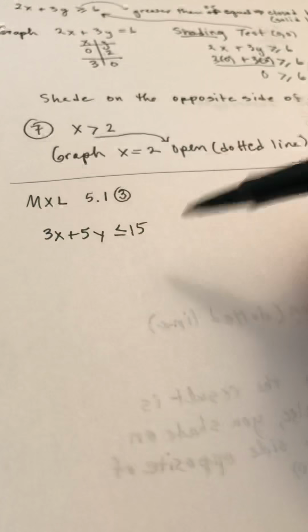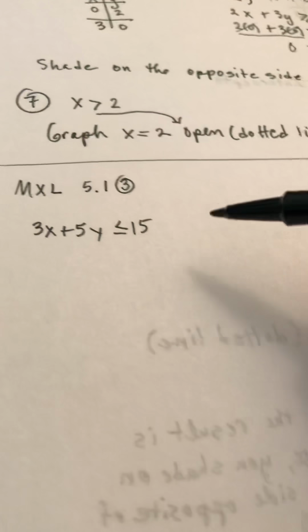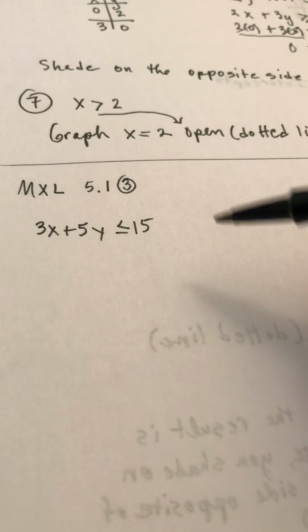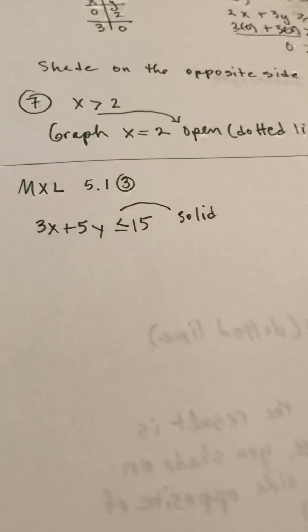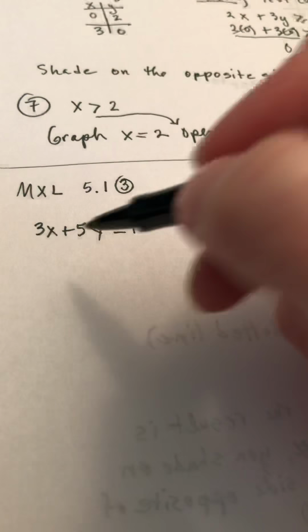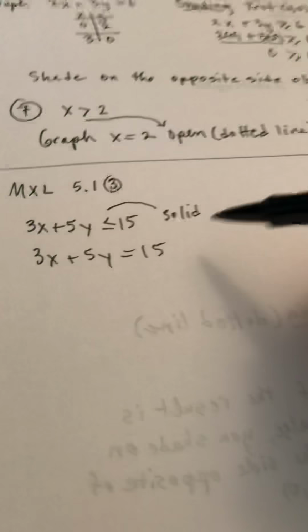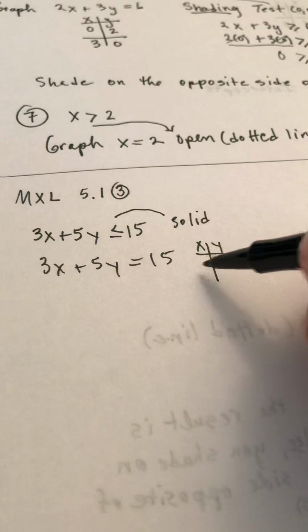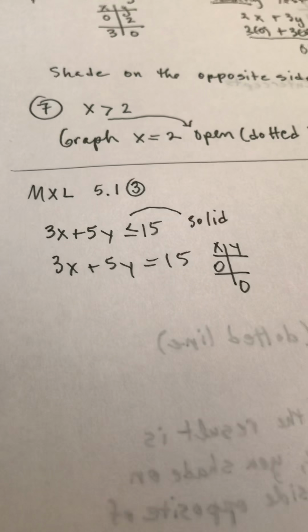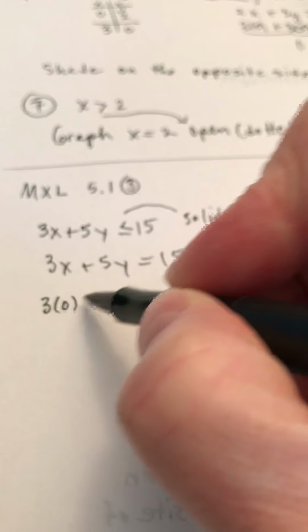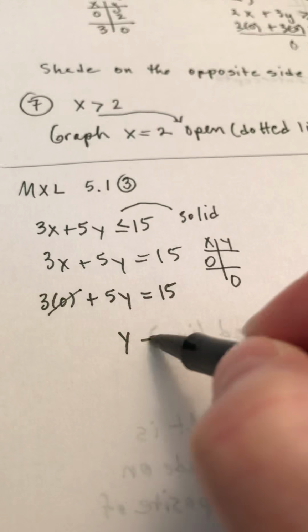So this is an inequality in which the x and y are on the left-hand side. This is standard form, and we're going to note that it's going to be a solid boundary, and also when I graph 3x plus 5y equals 15, I'm going to use intercepts to graph. So when I put 0 in here for x, I get y is equal to 3.